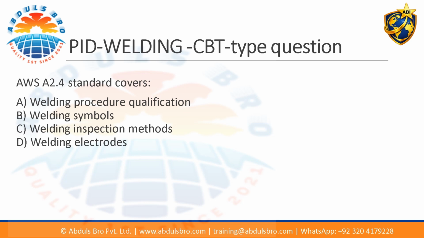Next question, AWS A2.4 standard covers option A welding procedures qualification, option B welding symbols, option C welding inspection methods, and option D welding electrodes. The correct answer is option B welding symbols.